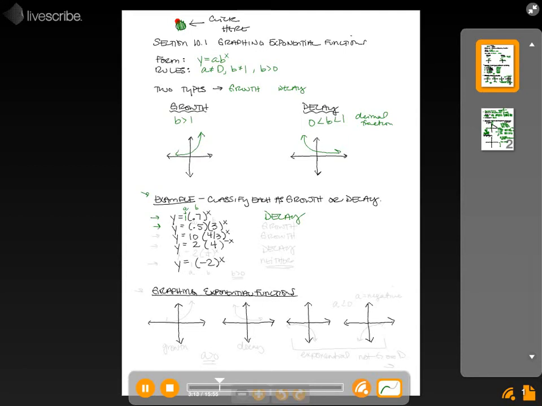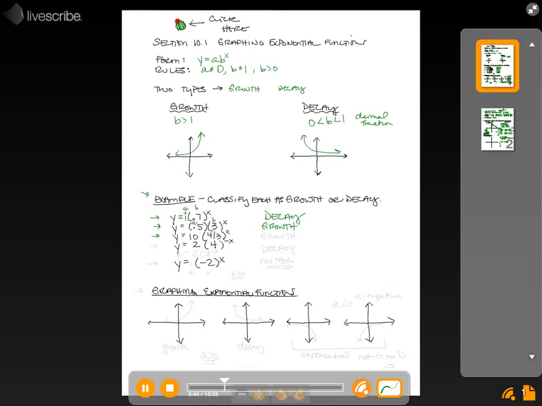Our second example, y equals 0.5 times 3 to the x. Well, again, a is what comes first, b is what's got the variable. So a is 0.5 and b is 3. A doesn't matter here. We're not looking at A. We're only looking at B. And B is 3. 3 is greater than 1. That means this is growth. A common mistake is to go off the 0.5 and say it's decay. Make sure you're going off what the exponent is with.